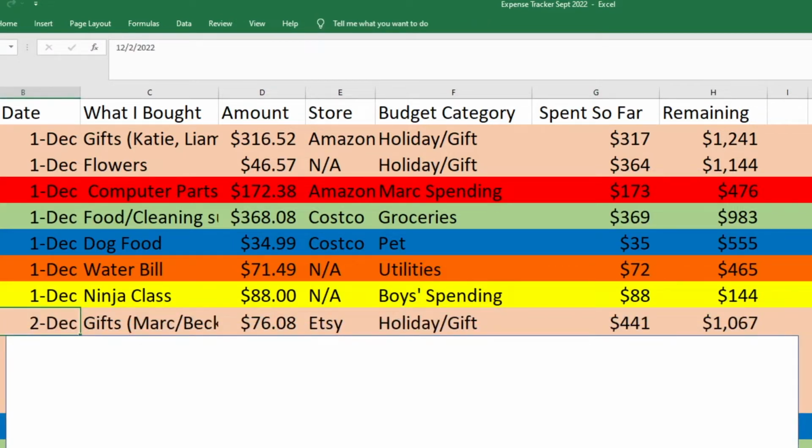Okay, now we're on the second. I bought a couple of gifts on Etsy for my husband and my sister. I'm not going to tell you what they were because my sister does watch the channel sometimes. I spent $76.08 on those two things, and that came out of our holiday and gift fund. So the total amount I spent so far was $441, and I have $1,067 remaining.